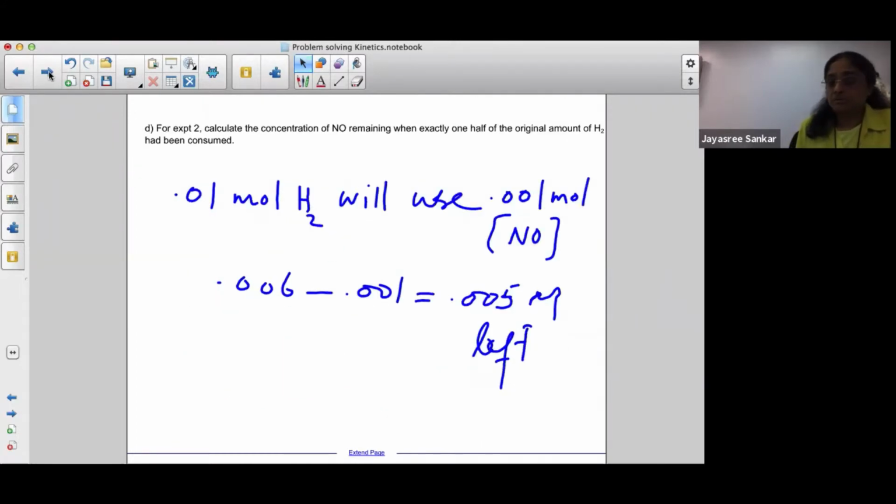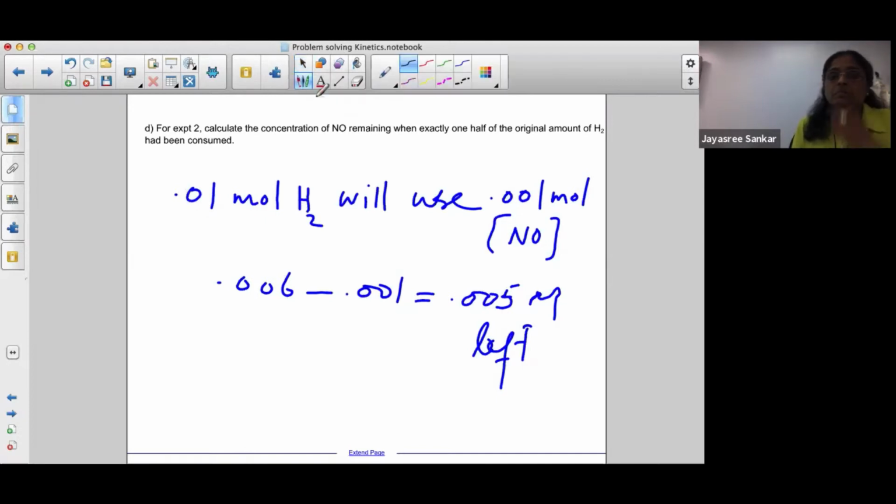Now moving on to part D of that same experiment. It's related to experiment number 2 in that list of experiments. So it's asking, calculate the concentration of NO remaining when exactly 1/2 of the original amount of hydrogen has been consumed. When you look at that equation, you can see they are reacting in 2:2 proportion, that means 1:1 proportion. And the hydrogen concentration initially is 0.02.